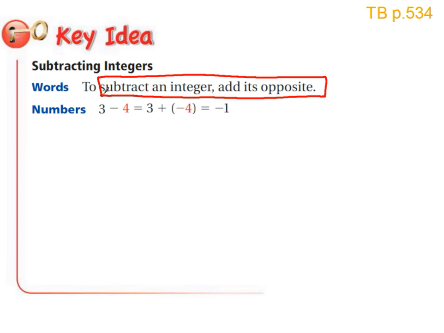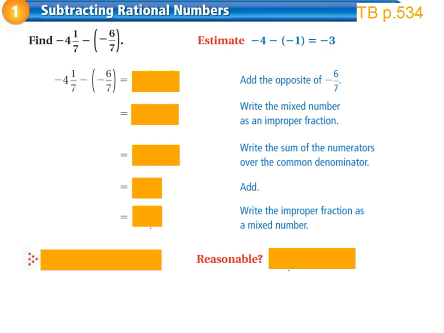So an example of this would be 3 minus 4. So 3 minus 4 is equal to 3 plus a negative 4. To add numbers with different signs, we actually have to subtract and then use the sign of the number with the larger absolute value. So the answer is negative 1. Okay, let's work out a couple of practice problems.